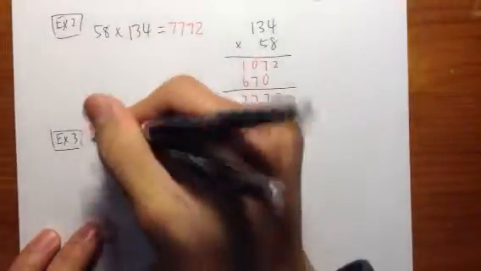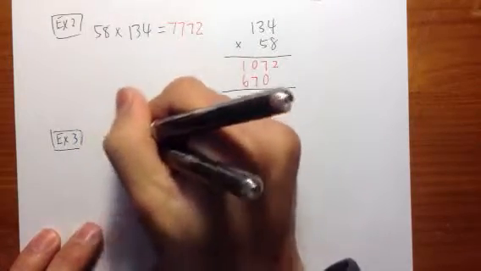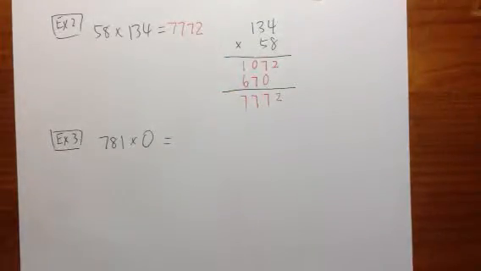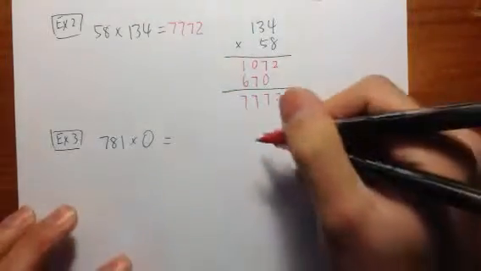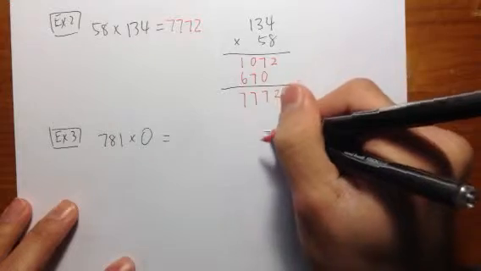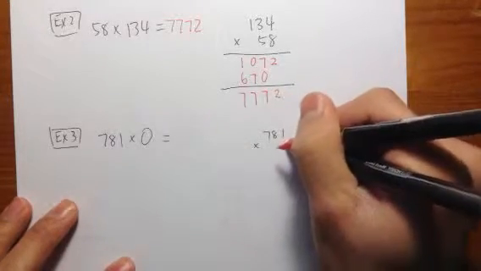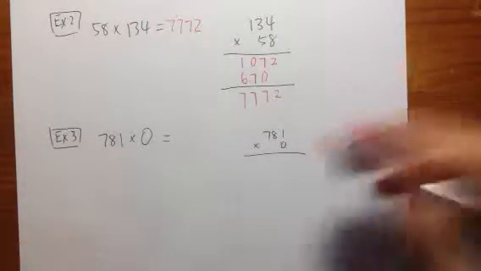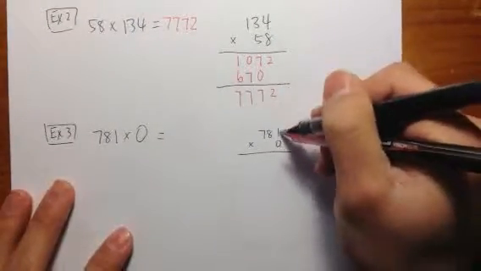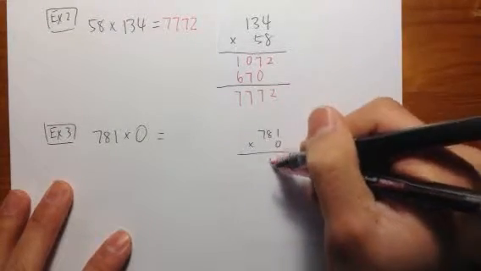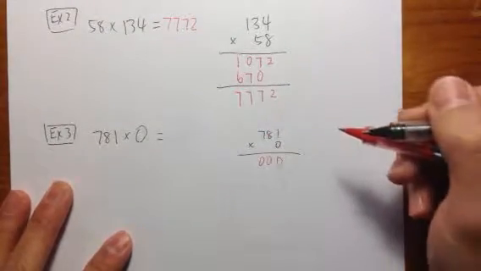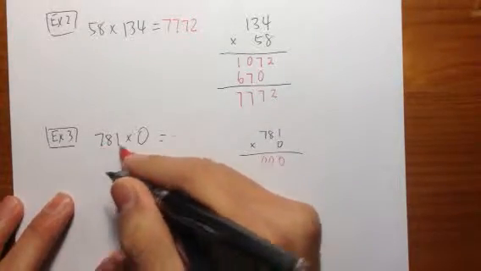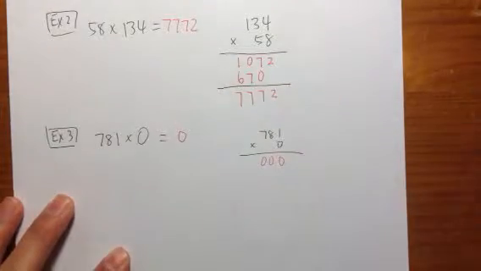Let me ask you guys this. What's 781 times 0? Well, let's just do this. 781 times 0. Actually, you don't need to do any of the work, but I just want to do it anyways. 0 times 0, we know it's 0. 0 times 8 is 0. 0 times 7 is 0. Right? That's pretty much it. So, 781 times 0, it's 0.